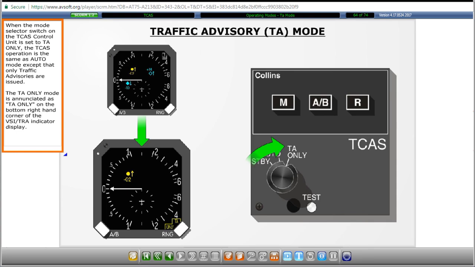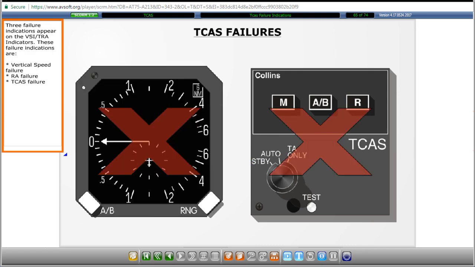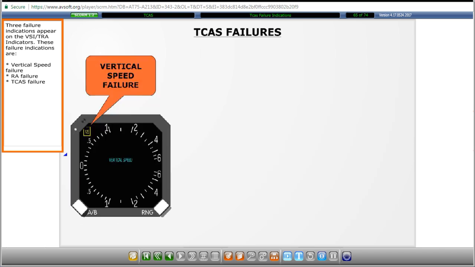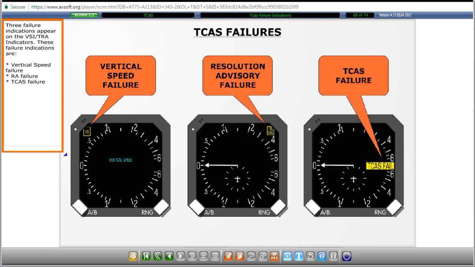When the mode selector switch on the TCAS control unit is set to TA only, the TCAS operation is the same as auto mode except that only traffic advisories are issued. The TA only mode is enunciated as TA only on the bottom right-hand corner of the VSI TRA indicator display. Three failure indications appear on the VSI TRA indicators. These failure indications are vertical speed failure, RA failure, and TCAS failure.